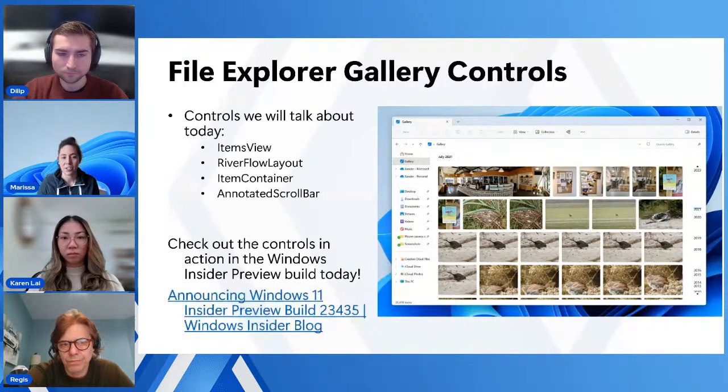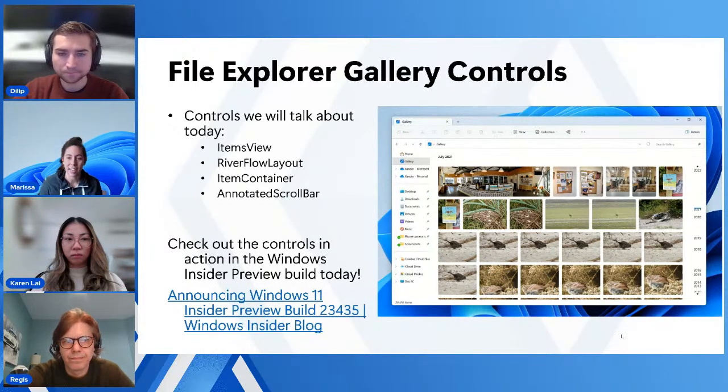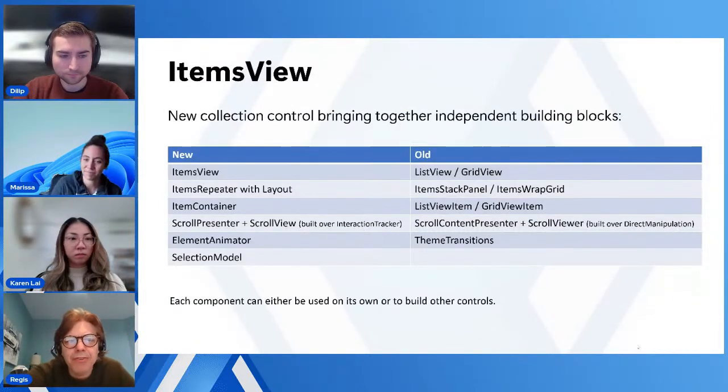We've also created a new scroll bar control called Annotated Scroll Bar, and you can see it on the right side of the picture of File Explorer. It is a control that helps users easily navigate large collections of data via visual labels to show where they are in the collection. So you can check out all of these controls in action in the File Explorer gallery experience that's available today in the Windows Insider build in the dev channel. And without further ado, I'll hand it over to Regis to talk about Items View and the River Flow Layout. Great, thank you. All right, so I'm Regis.